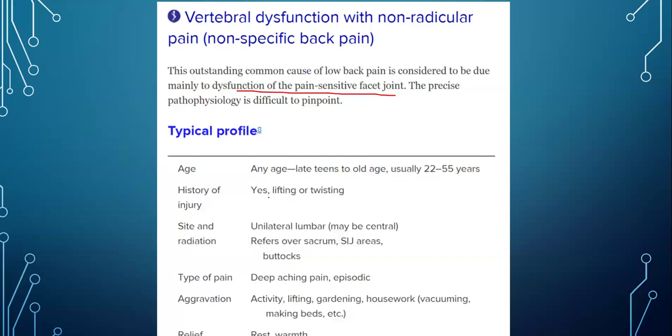There can also be a history of lifting or twisting. So the patient might be doing some lifting or maybe got a twisting injury on the back, and suddenly there is a localized low back pain, and the pain gets worse with activity, lifting, gardening, or housework, and gets better with rest. So kind of a mechanical pain. Okay, and it will be a deep aching pain.